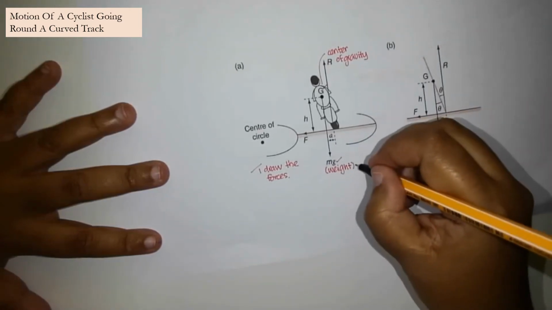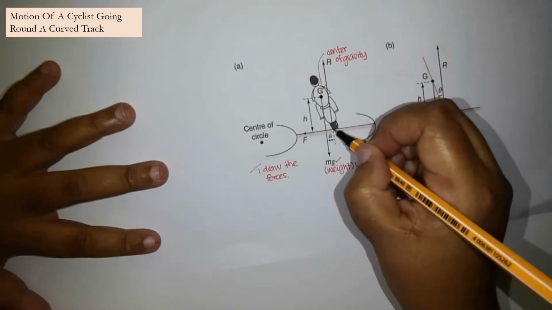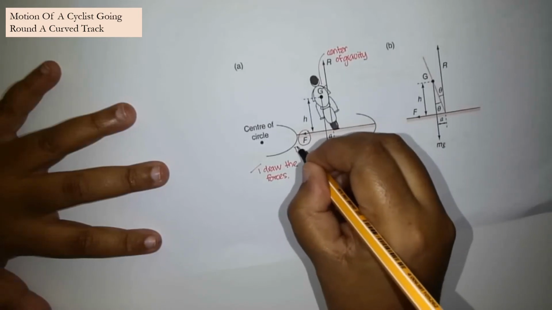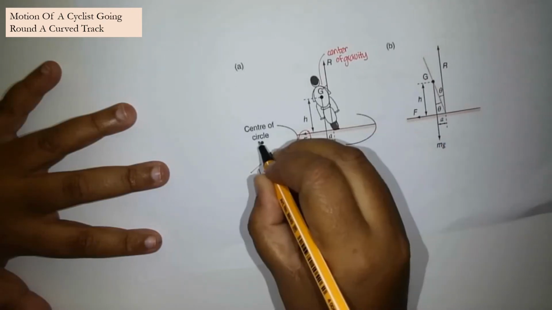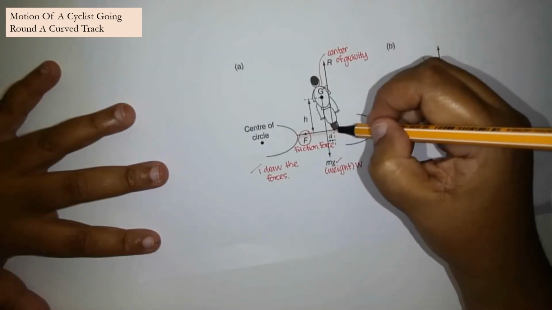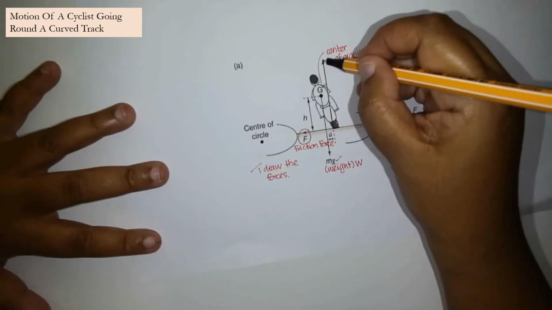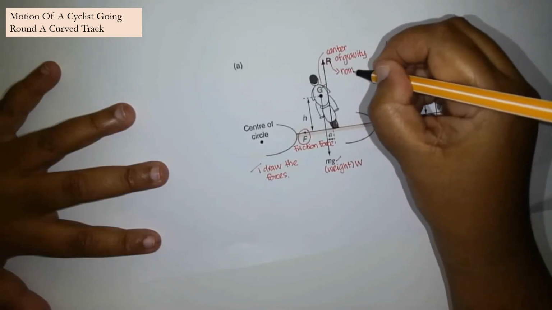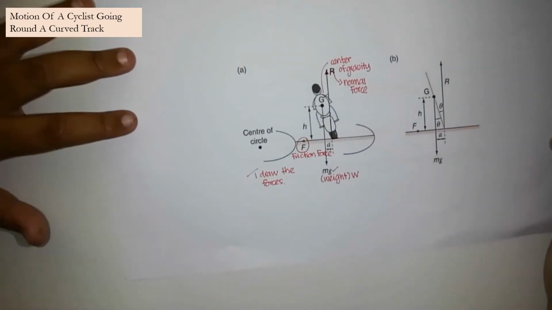W. Then we also have another force from the surface. This will be the frictional force. F will be the frictional force, which is towards the center. So this is the center of the circle. And then from the surface, we have the normal force, which is R, where R is called the normal force. So that's it. There are three forces that act on the cyclist.